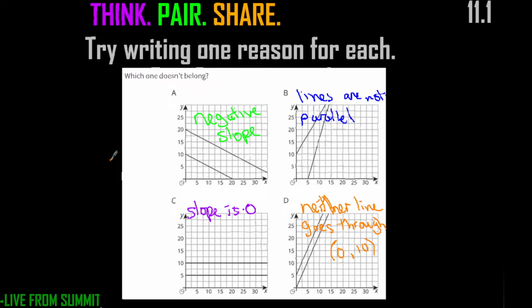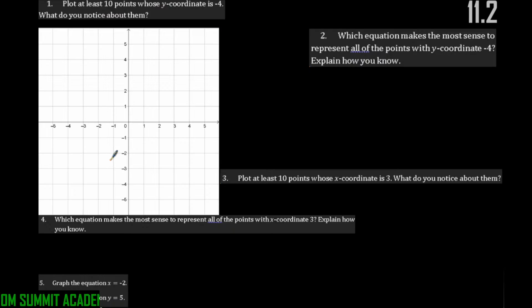So now on to the next part for 11.2. It says, for number 1, plot at least 10 points whose y-coordinate is -4. And then it says, what do you notice about them? So make sure you're remembering, again, ordered pair. Ordered pair is that x and y value. So make sure you're remembering to plot an x value and a y value to get both those points.